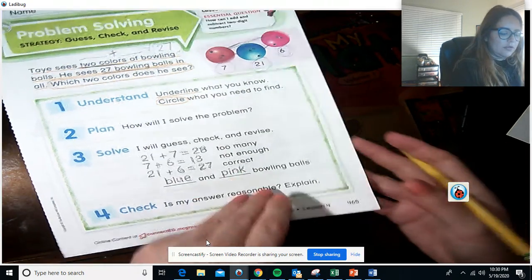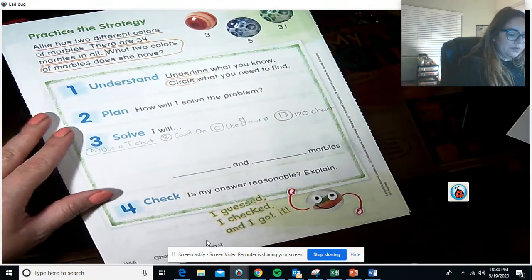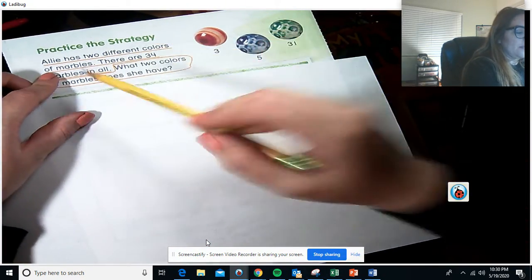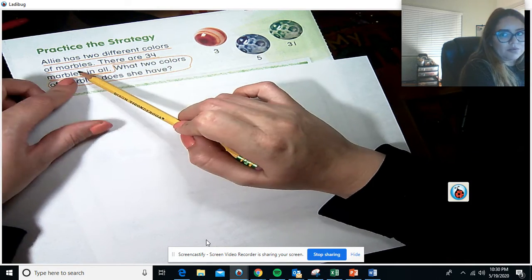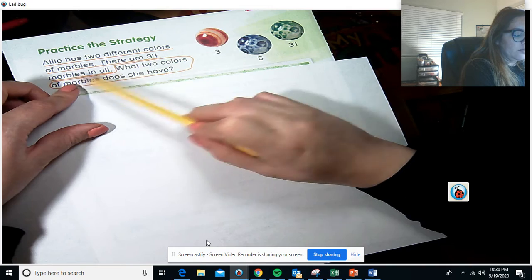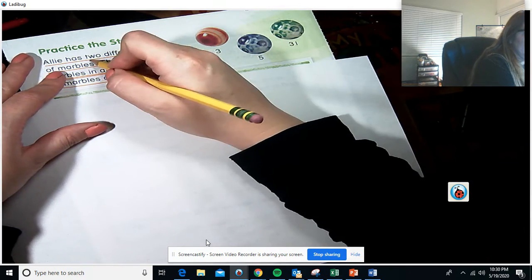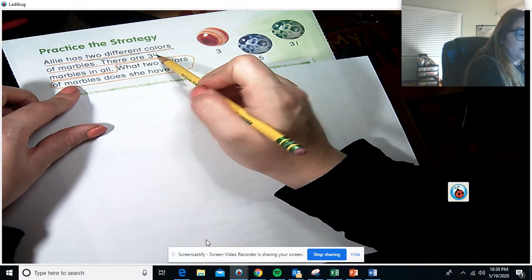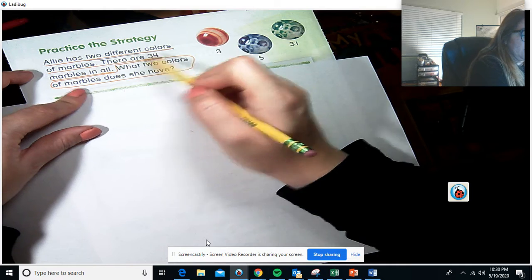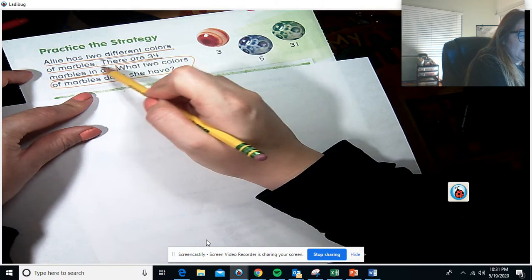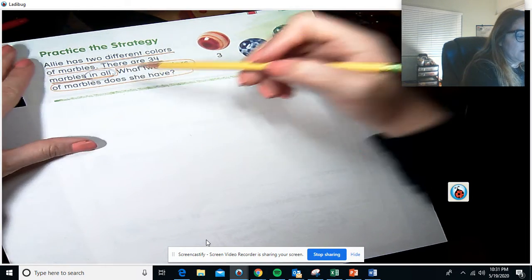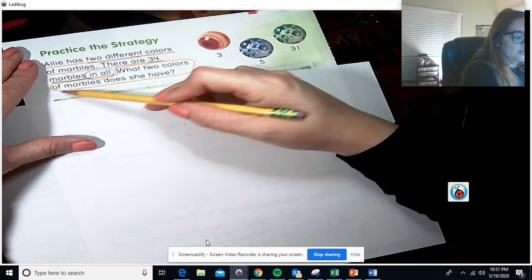Okay, let's try the next page. This one says, Allie has 2 different colors of marbles. There are 34 marbles in all. So she has 2 different colors. There are 34 marbles in all. 34 marbles in all tells me that we're going to do some adding in this problem. And then we want to find what 2 colors of marbles does she have.